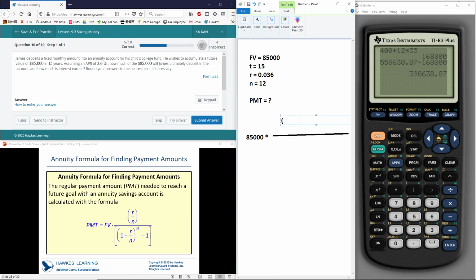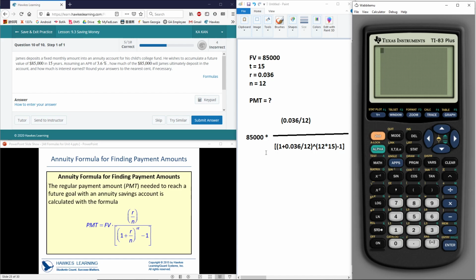It's going to be parenthesis 0.036 divided by 12, and the bottom is going to be 1 plus 0.036 divided by 12 raised to the power of 15 times 12, and then minus 1, just like that. So once again, I'll put the bottom piece in the calculator, make it a little bit easier.